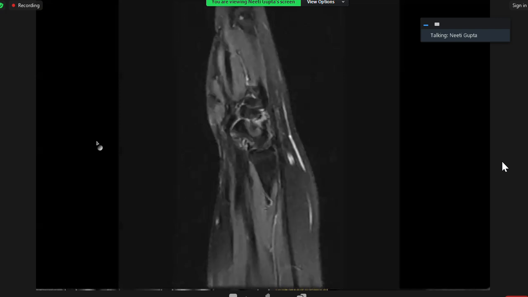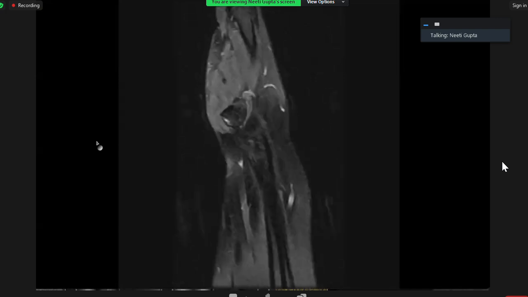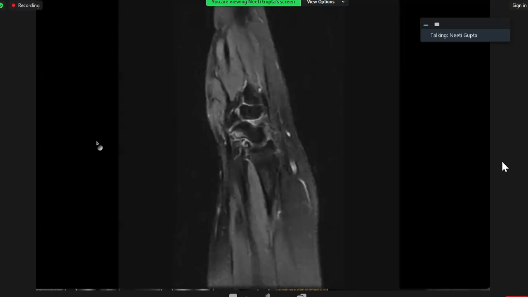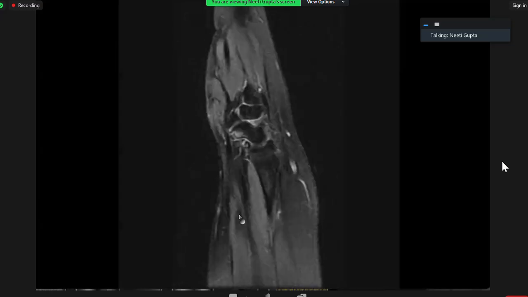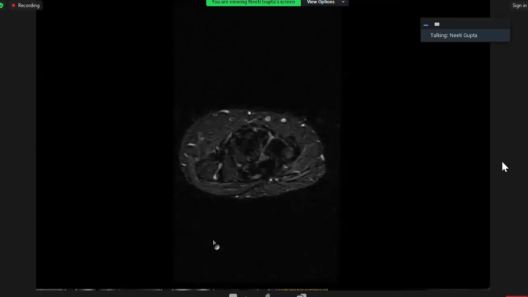So this is the sagittal image at the level of the scaphoid. Yeah, so there is some edema here in the ventral aspect of the scaphoid. Okay, and after looking at the MRI, I was still not sure of what was happening, whether there was a tiny osteoid osteoma here or there was some injury. There was a proper history of fall on outstretched hand.